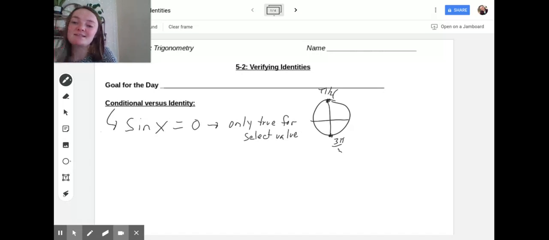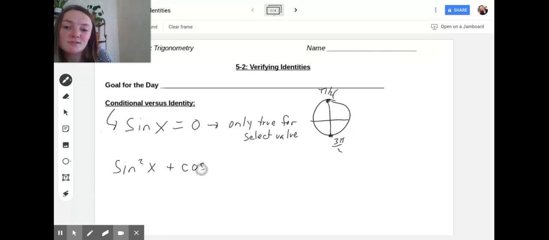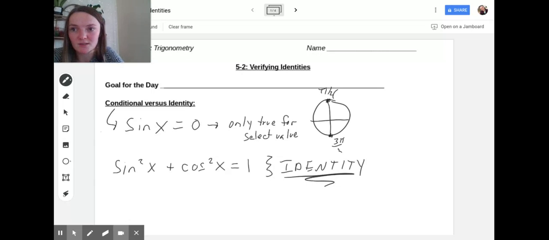statement. An identity statement is something like this. It's something that's always true. So for example, sine squared x plus cosine squared x is equal to 1. This is what's called an identity. So an identity is something that's always true no matter what I plug into it. So just want to make that distinction there, and then we're going to keep on moving.